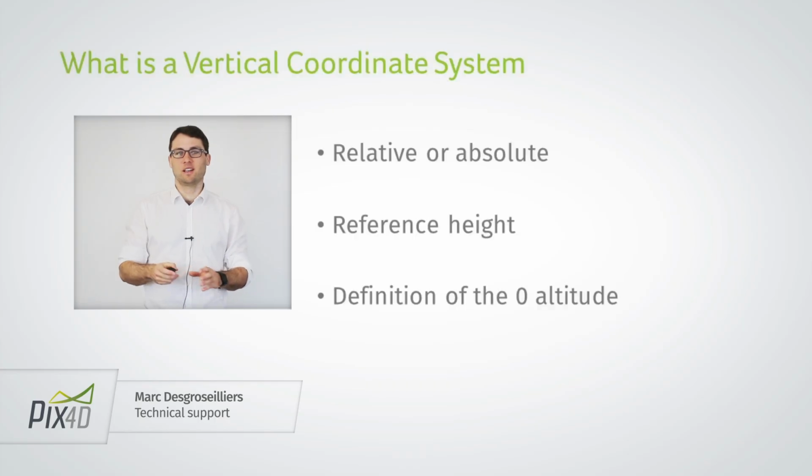Today I'm talking to you about altitude and vertical coordinate systems. Well, what's a vertical coordinate system? It's a way to measure the altitude. This can be done either in a relative way or an absolute way.